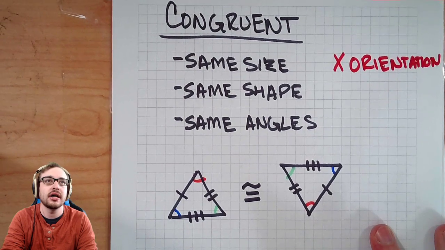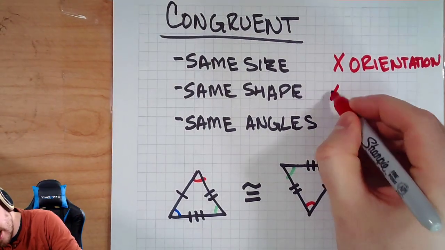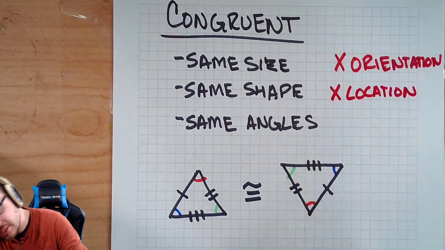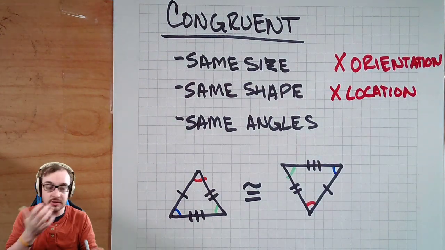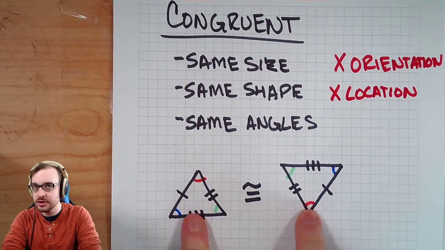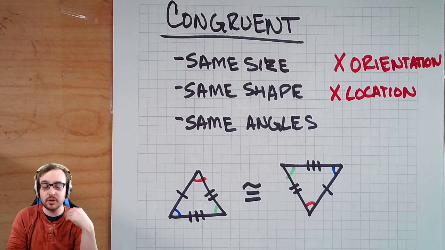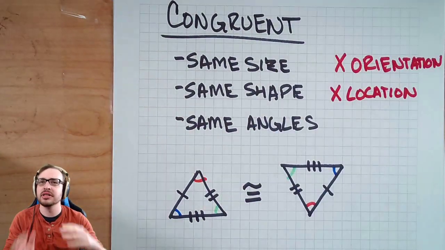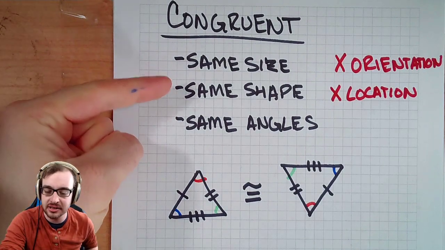They do not also have the same location. Orientation is the way it's facing, and location is where it's located, right? The spot that it's in space. So obviously they aren't the same location. One's on the left, one's on the right. Obviously not the same orientation. One's pointing up, one's pointing down, but we don't care about those things. All we care about is the most important things to us, which are size, shape, and angles.